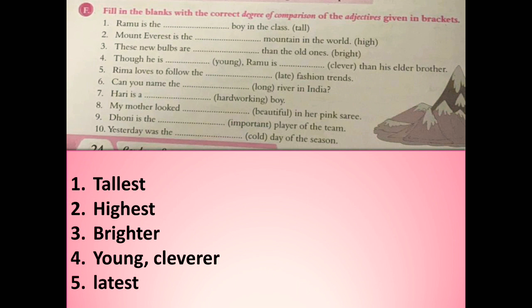Though he is young, Ramu is dash than his elder brother. Here we can see the comparison is drawn between Ramu and his elder brother. So it will be comparative degree. So we have to write the comparative degree of the adjective clever. That will be cleverer. Next, 5. Rima loves to follow the dash fashion trends. So it will be latest.